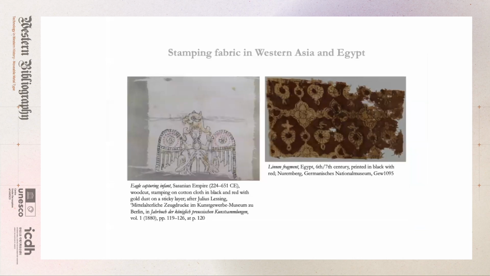As mentioned, the stamping of fabric seems to show a continuous development from northwest India in the 4th century BCE, moving eastward and westward. Regarding spreading westward, on the left a piece of cotton from the Sasanian Empire in Western Asia from the 3rd to 7th century CE, stamped in black and red, with gold dust applied onto a sticky layer. On the right, a piece of Egyptian cotton from the 6th, 7th century CE, stamped in black with additional red coloring.